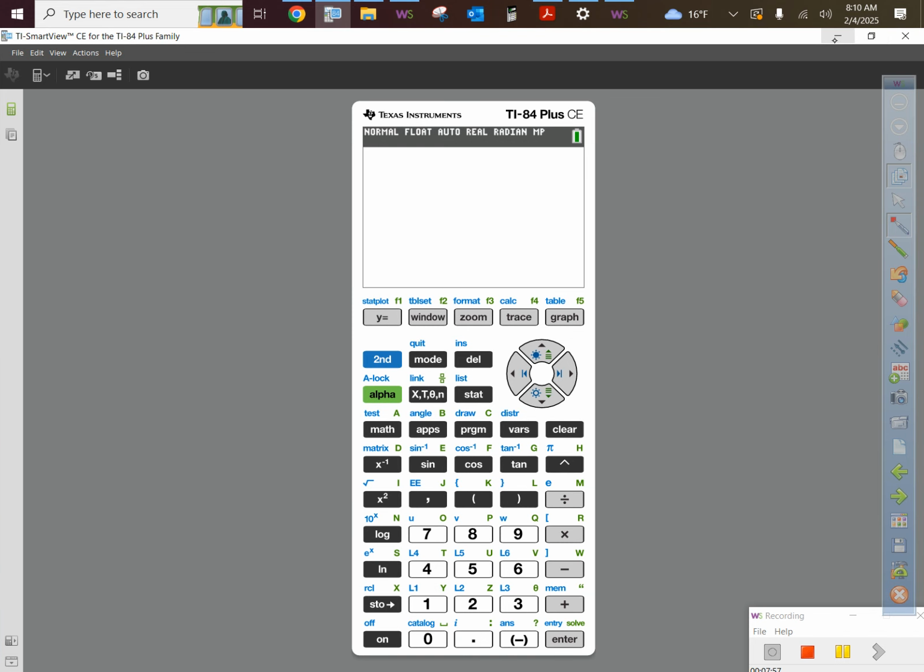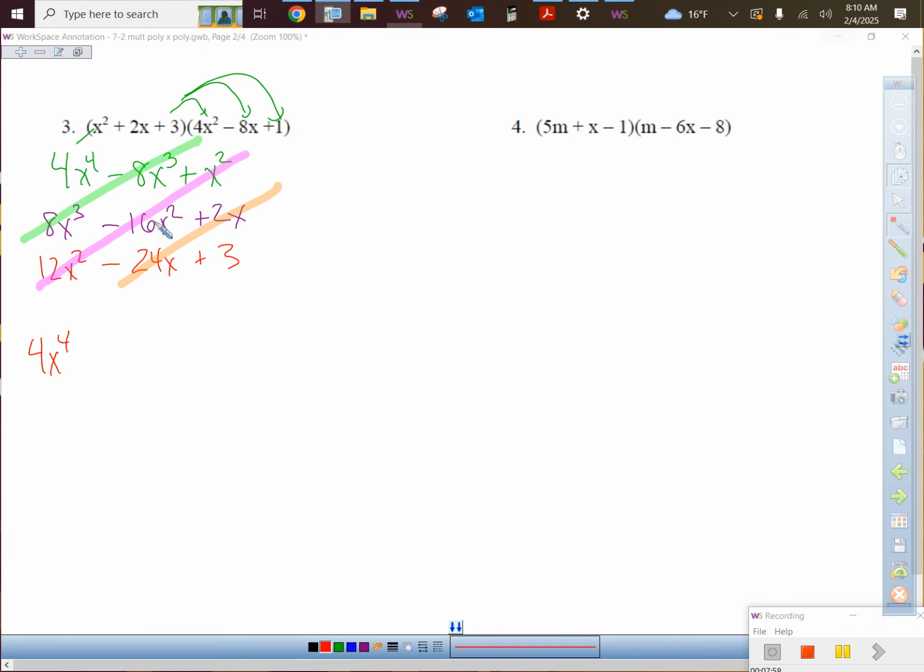So if we add all those up, negative 12 minus 16 is negative 4 plus 1 more. Is that minus 3x squared? Did I do that correctly? There's 1x squared. Take away 16x squared plus 12 more x squared. Isn't that minus 3x squared? Are you with me on that? And then how many x's? A 2x and a negative 24x is how many x's? Negative 22x. And then plus 3.